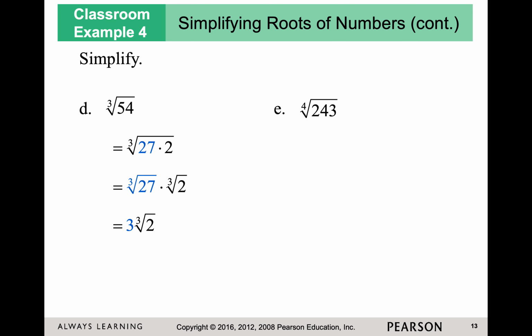The fourth root of 243, well, 2 to the fourth is 16. 3 to the fourth is whatever that value is. I'm going to keep checking. 3 to the fourth times 3 is 243, which gives me 3 times the fourth root of 3, because if I take 4 and 4 and divide them, I get an exponent of 1.